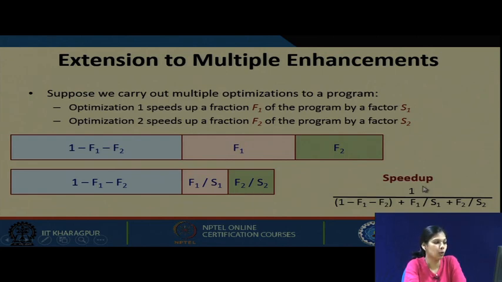So, similarly, what will be the speedup? The speedup formula will be the same: 1 divided by (1 minus F1 minus F2 plus F1 by S1 plus F2 by S2). Earlier it was only 1 minus F. Now it is 1 minus F1 minus F2, plus the improvement on F1, that is F1 by S1, plus F2 by S2. So, this will be the total improvement when we have multiple enhancements. We are not making enhancement on a single portion, rather we are making enhancement on both the portions.